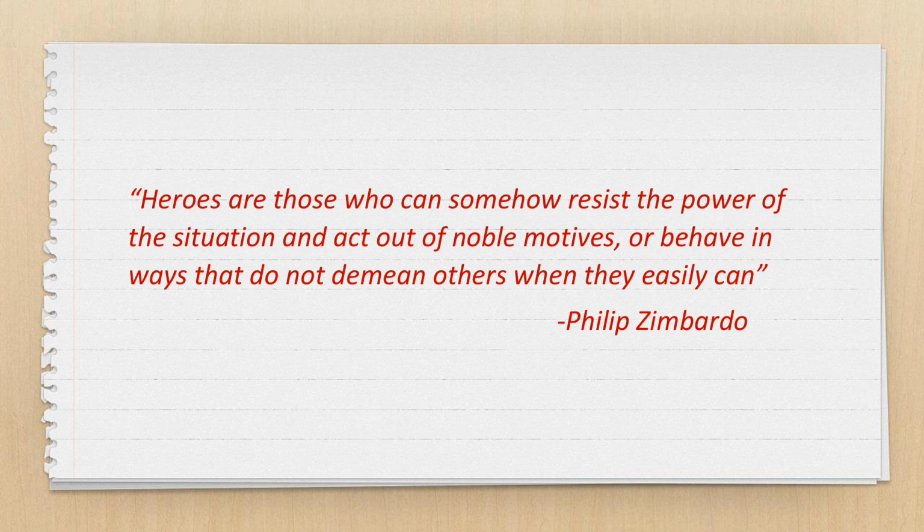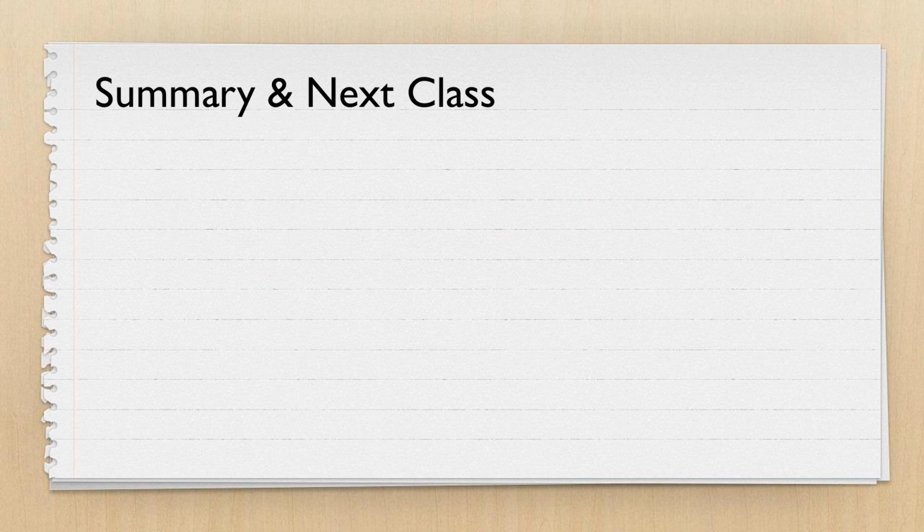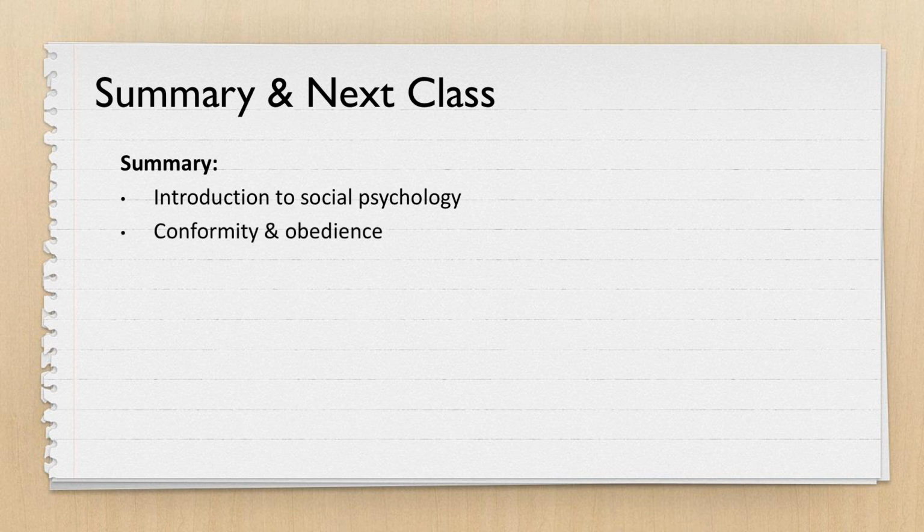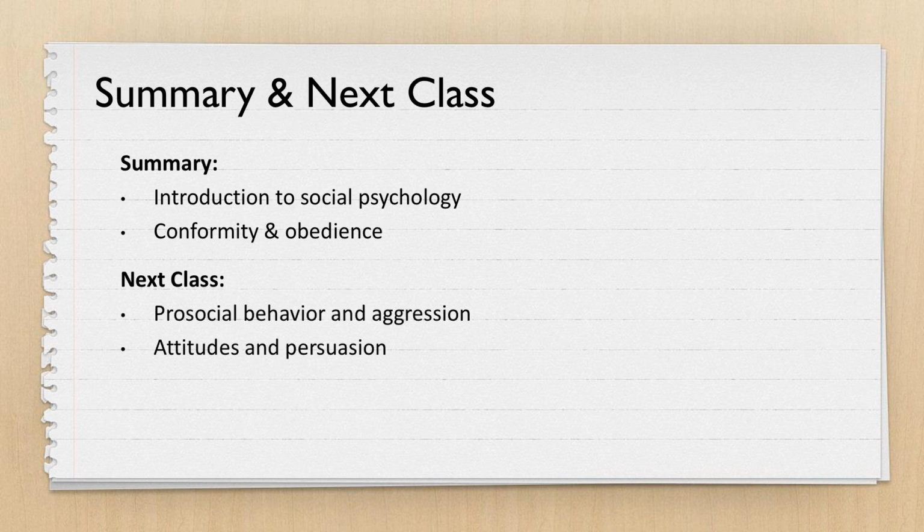So let's conclude today's lecture with Zimbardo's words. Heroes are those who can somehow resist the power of the situation and act out of noble motives, or behave in ways that do not demean others when they easily can. So in this class, we talk about what social psychology is. We talk about conformity and obedience. And in the next section, we'll talk about pro-social behavior and aggression, attitudes and persuasion, prejudice and discrimination.